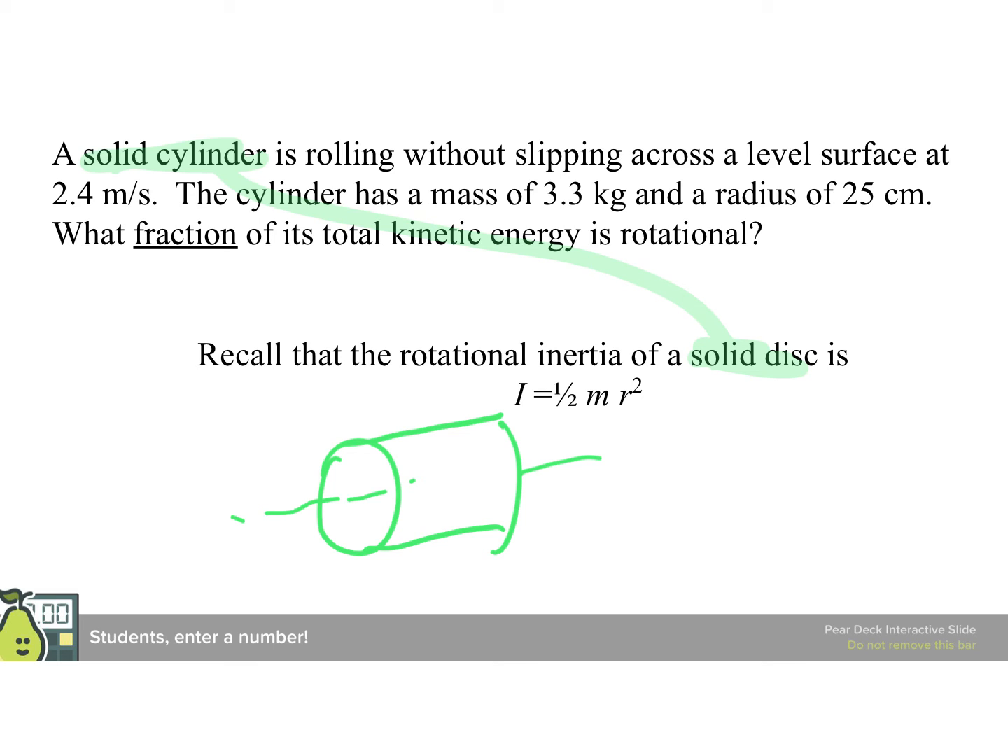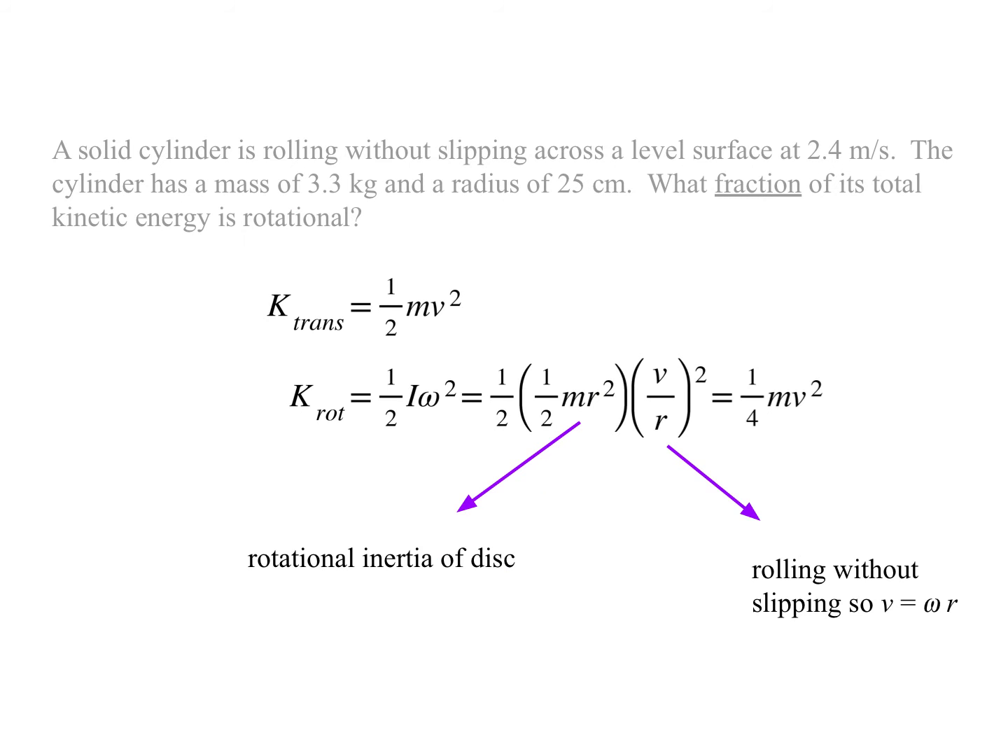Probably what we want to do is figure out what our rotational energy is and compare it to our total energy. The translational energy, of course, is still just 1/2 mv squared. And the rotational energy is 1/2 I omega squared. We plug in for I, and we have 1/2 mr squared. We plug in for omega, which is v over r. And we do this, we still have the half lying around. So we find that the rotational energy is 1/4 mv squared. Right. In this case, solid cylinder rolling without slipping. Notice we were able to connect omega to v because of the rolling without slipping.